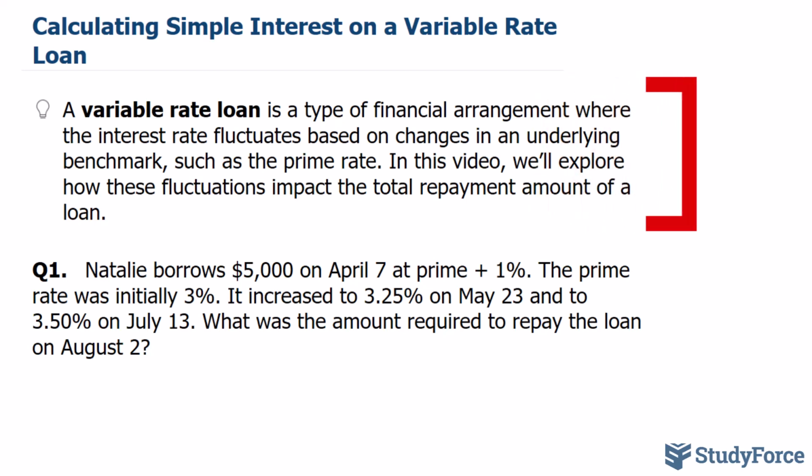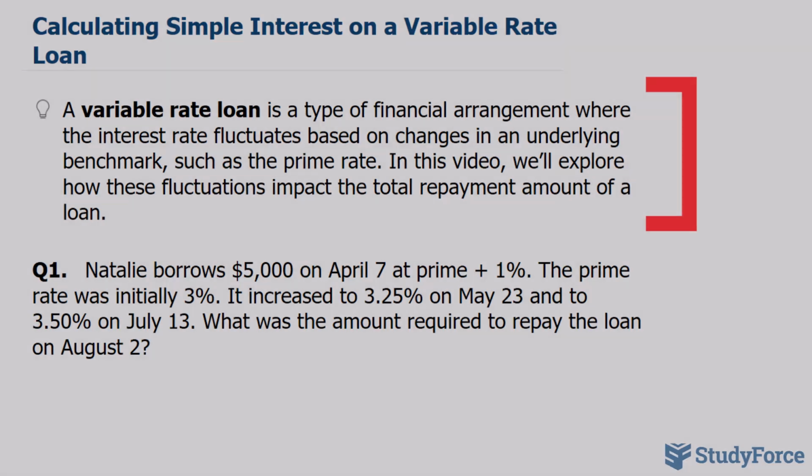A variable rate loan is a type of financial arrangement where the interest rate fluctuates based on changes in an underlying benchmark, such as the prime rate. In this video, we'll explore how these fluctuations impact the total repayment amount of a loan. Let's take a look at an example.